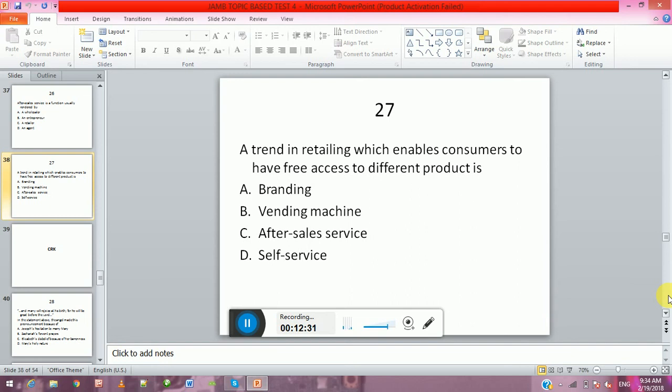A trend in retailing which enables consumers to have free access to different products is: A. Branding. B. Vending machine. C. After sales service. D. Sales self service.